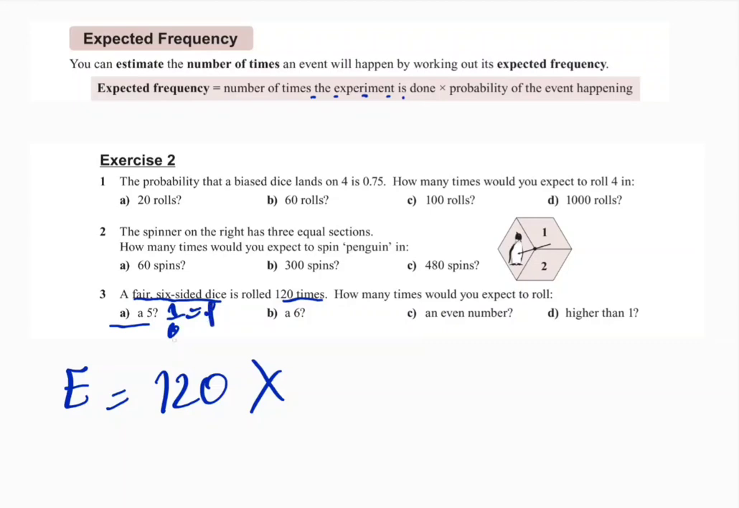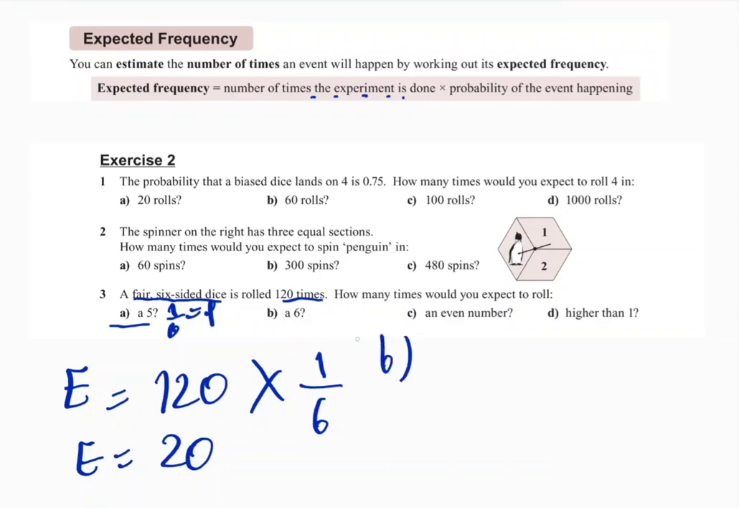And since now we have worked out our probabilities, we now need to plug that into the formula for the expected frequency. And our expected frequency can be worked out by doing this. And that gives me 20. So I expect to get 5 for 20 times when I roll that dice 120 times.